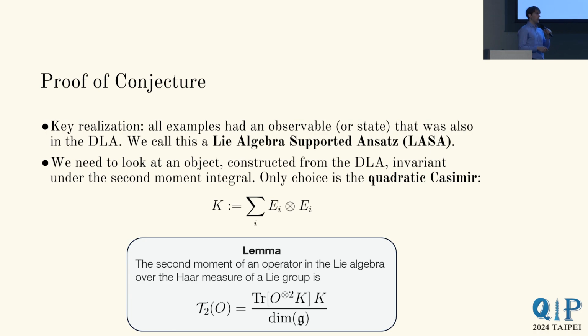And therefore, we get this lemma, which is basically the solution of the problem, which is that the second moment of an operator which is in the Lie algebra, this is very important, is given by a sort of an inner product with this Casimir operator. And you see, crucially, at the denominator here, we have the dimension of the DLA. And so you may see that this is where actually the conjecture is coming from. So this explains the conjecture.